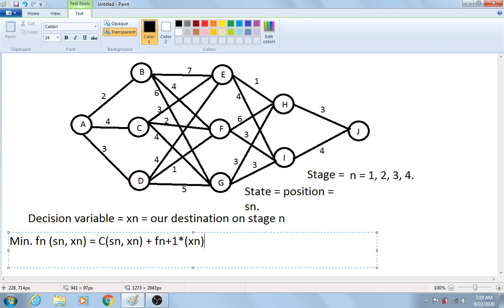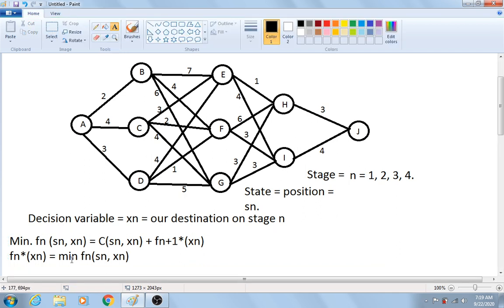And what is this one, F sub n plus 1 star of x sub n? It is just the minimum value. We have it here as F n plus 1 star, but in general we make it a general formulation: F n star of s n is just the minimum value of f n of s n, x n.